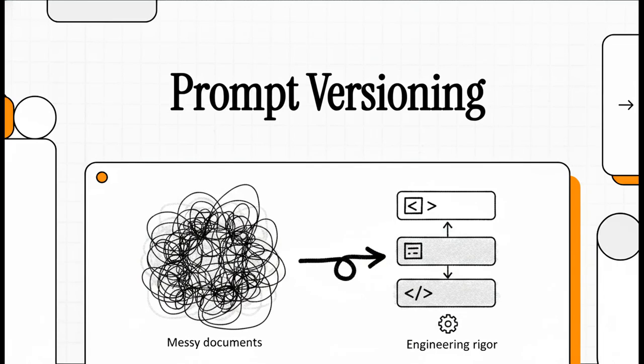Welcome to this explainer, where we're going to unpack a massive, absolutely critical shift happening right now in how we manage generative AI in production. Look, if you're building AI features, you have prompts, and if you have a team, you almost certainly have a prompt versioning problem. Today, we're moving away from the chaos of messy documents, and we're going to start treating our prompts with the exact same engineering rigor as our core application code.